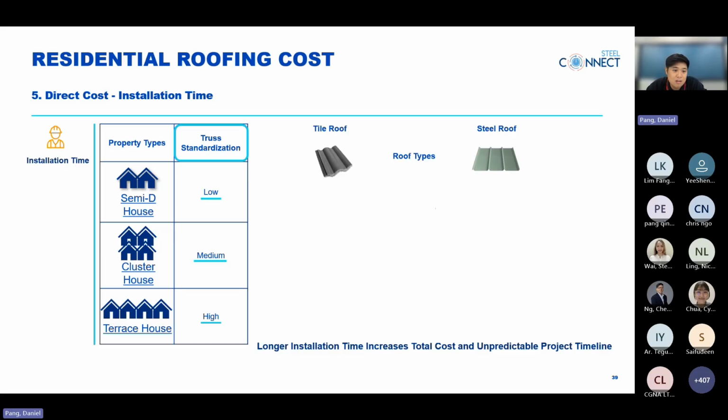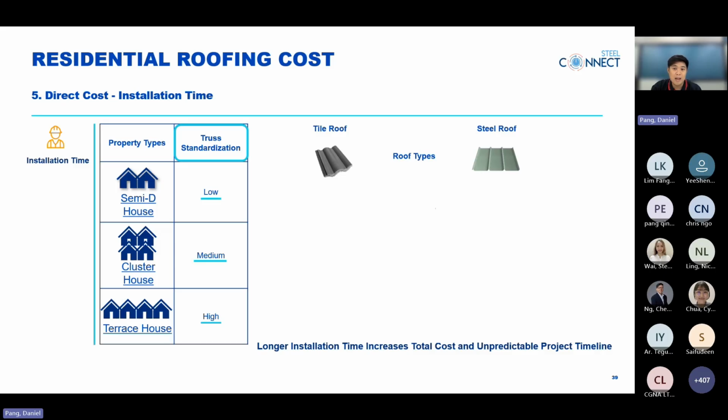For semi-D houses, the truss design is usually low standardized due to higher roof complexity. This means more coordination, more site adjustment, and longer installation time. For cluster houses, there is some level of repetition and coordination across units. This allows for medium standardization, improving installation efficiency compared to semi-D houses. For a terrace house, truss designs are highly standardized, repeated across long rows of houses. This allows for the fastest installation time of all.